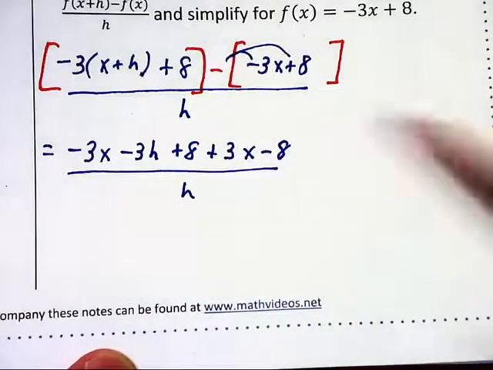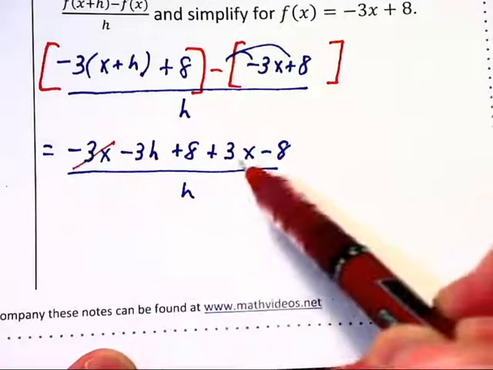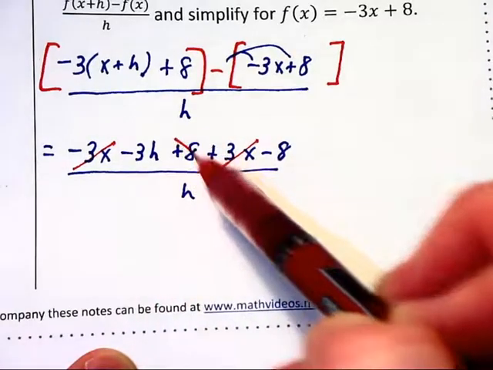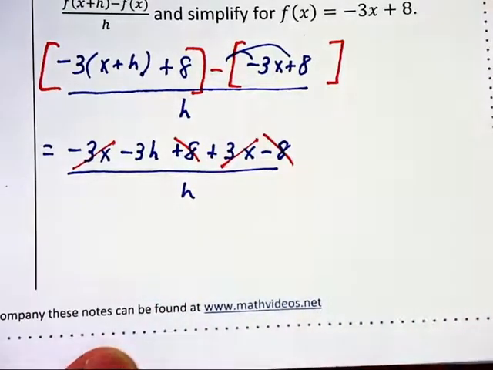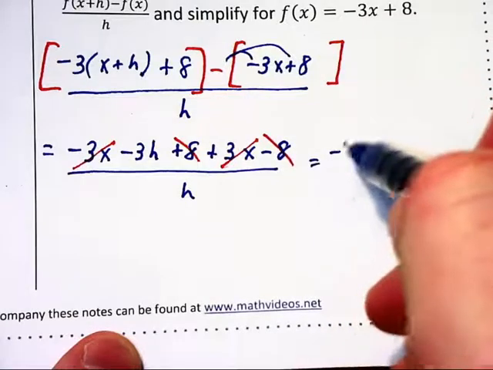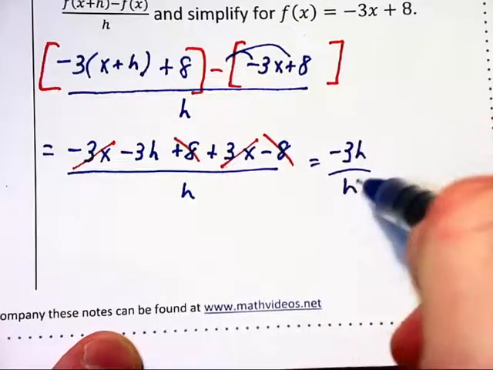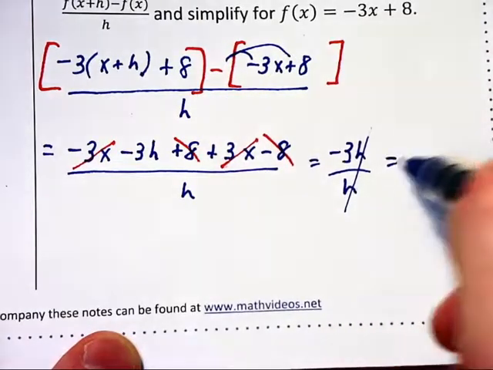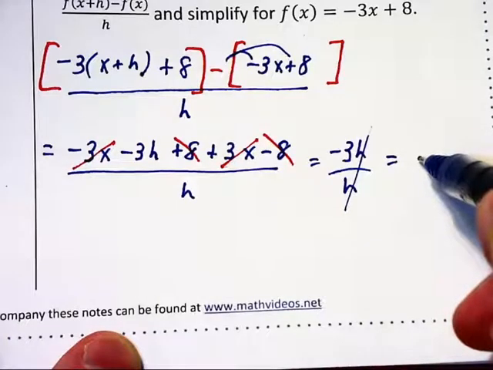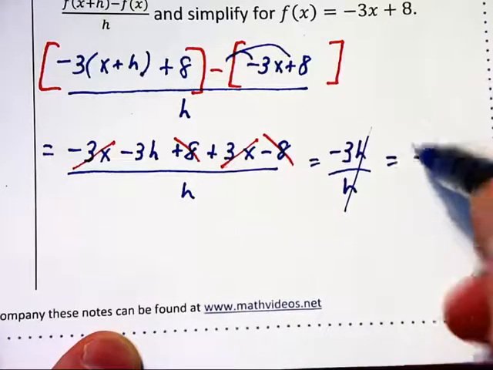Now I see that we've got some cancellation. The 3x's are going to cancel, the 8's are going to cancel, and we're going to be left with negative 3h over h, and those h's are going to cancel, and the value of this difference quotient is going to be negative 3.